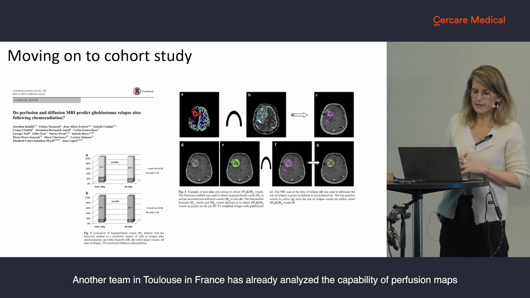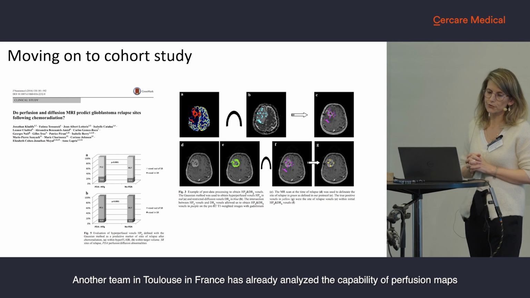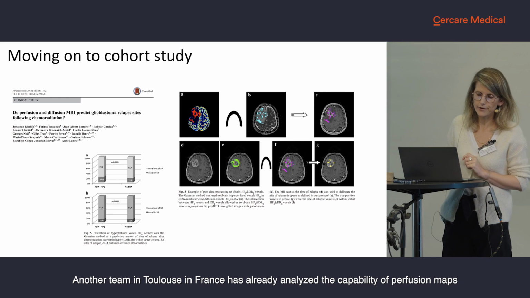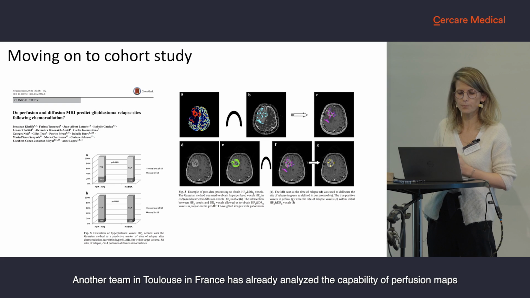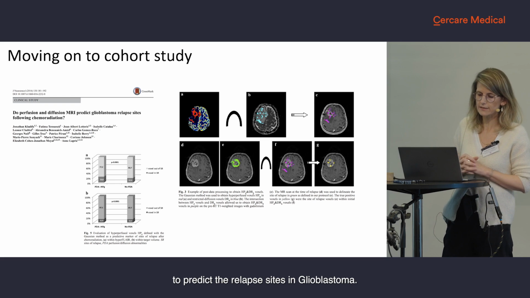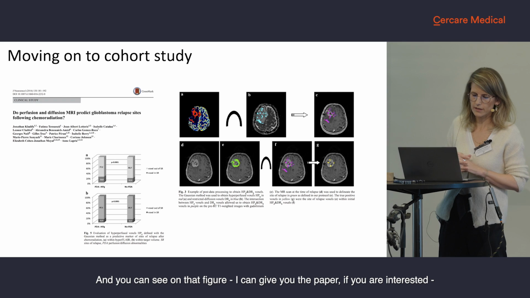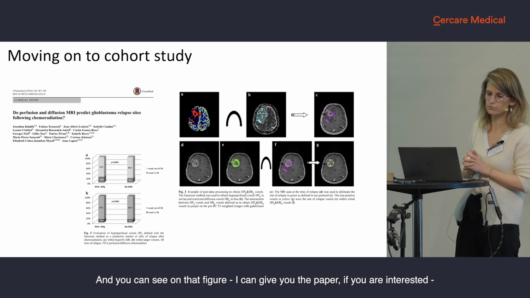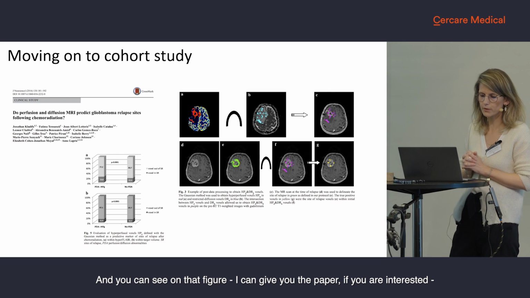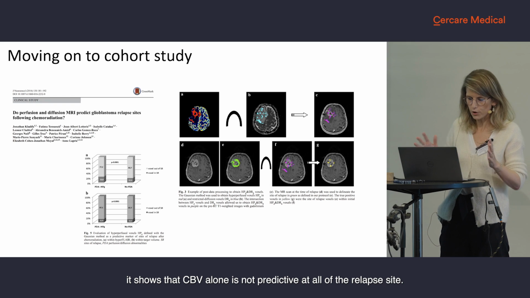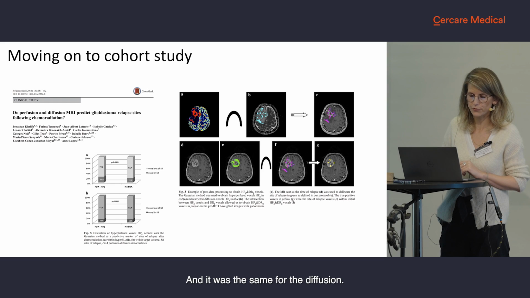Just to say that before us, another team in Toulouse in France has already analyzed the capability of perfusion maps to predict the relapse sites in glioblastoma. You can see on that figure, and I can give you the paper if you are interested, that CBV alone is not predictive at all of the relapse site, and it was the same for the diffusion.